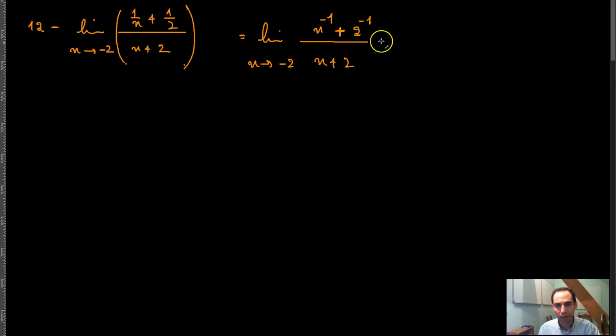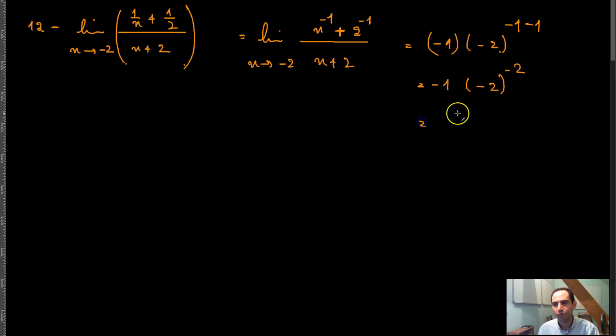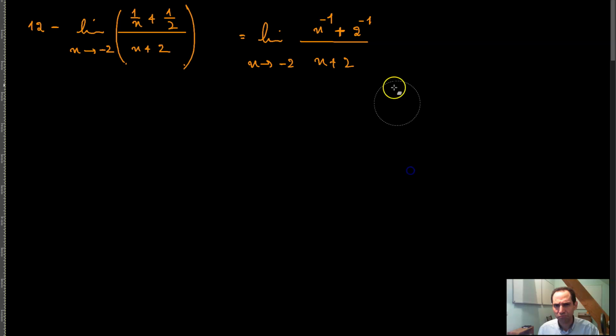So with that logic, you would get, for example, negative 1 times negative 2 raised to the power negative 1, which is equal to negative 1 into negative 2 raised to the power negative 2, which is equal to negative 1 times 1 over negative 2, which is equal to 1/2, something like that. I'm not sure if the answer is correct. No, it seems that this is not the way to solve this problem. Okay, so let's see what the solution looks like.